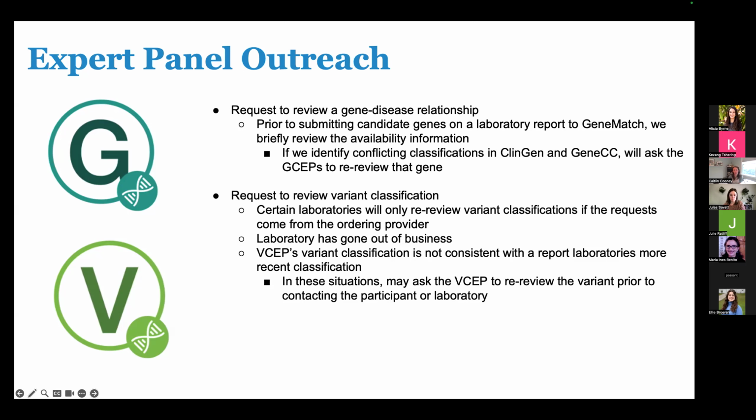Then another time that we could reach out to a VSEP is if we see that a classification is not consistent with a report, especially if the laboratory has a more recent classification. So say I see that GeneDx classified this variant as pathogenic in March of 2025, and the VSEP had a classification of variant of uncertain significance in March of 2020. We may then reach out to say, hey, it's time to re-review it. What do you think about the new information at this time?